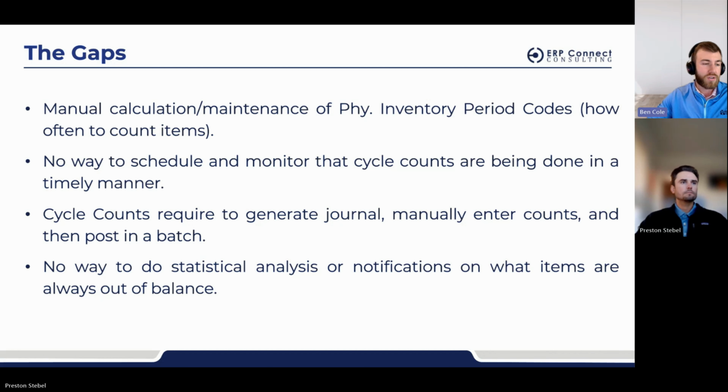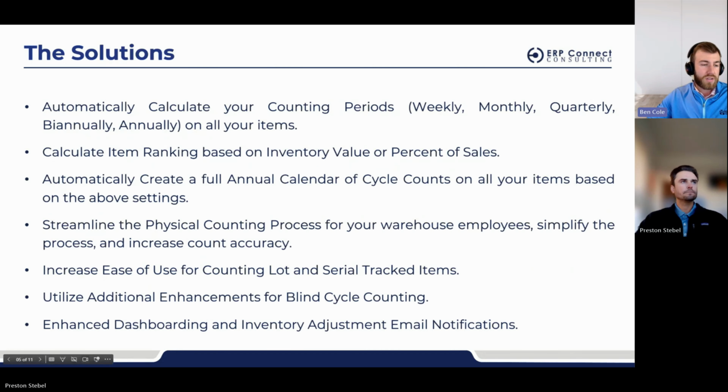So if you want to jump over to the solutions, we got about 6 or 7 different ones that help solve the gaps that we previously looked at. The first one, which we'll see in the demo, is automatically calculating your counting periods, right? So you're going to be able to put a different percentage in for how many you want to count: weekly, monthly, quarterly, annually, all that kind of good stuff. And we have 2 different options when ranking them.